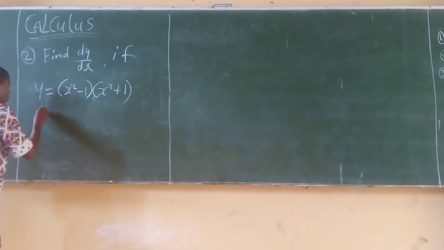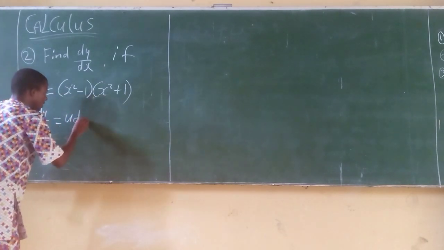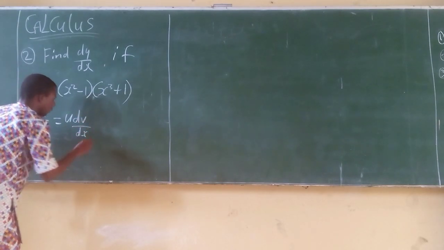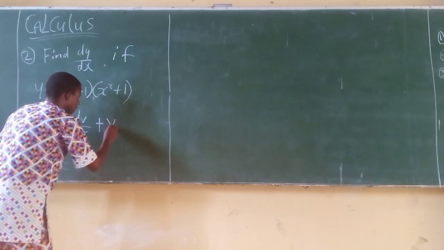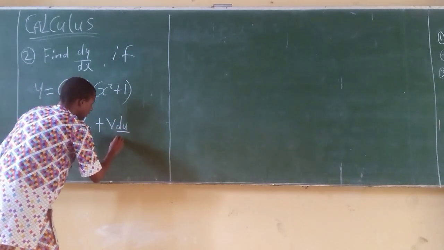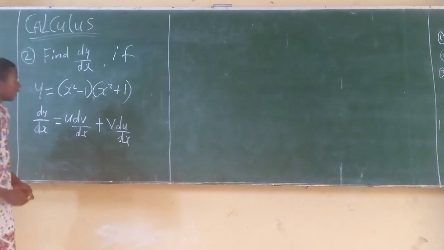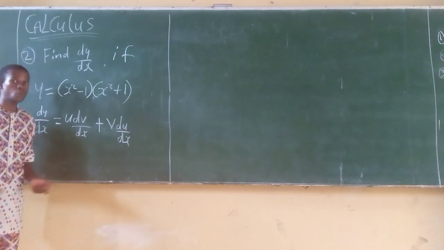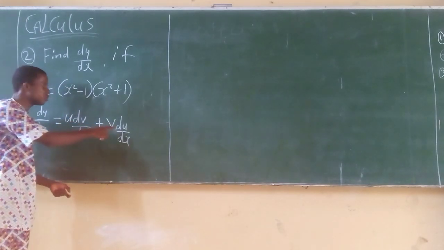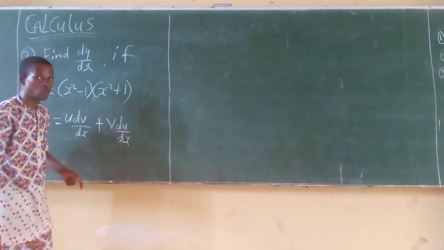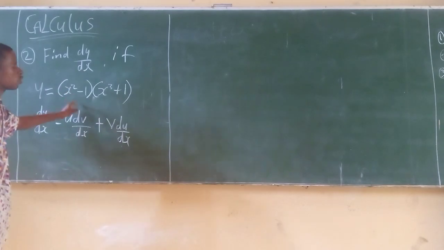The formula gives us dy over dx equals u times dv over dx plus v times du over dx. This is the formula we use when finding the derivative of a function that is a product of functions. It is called the product rule in calculus. So we're going to use this formula now to solve this question.